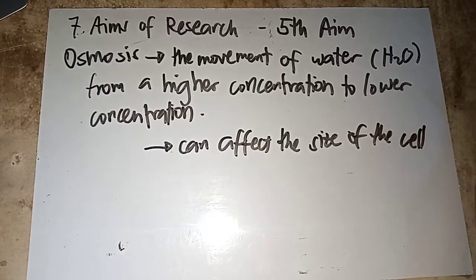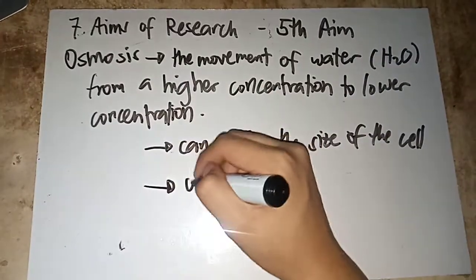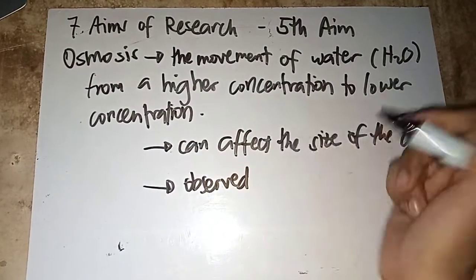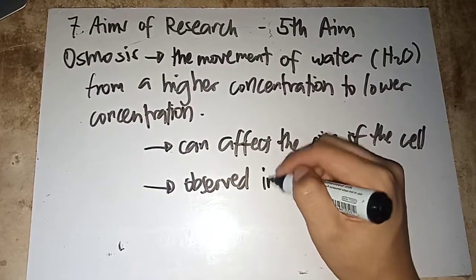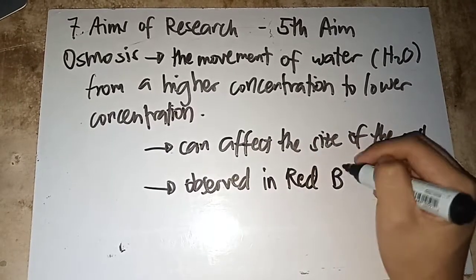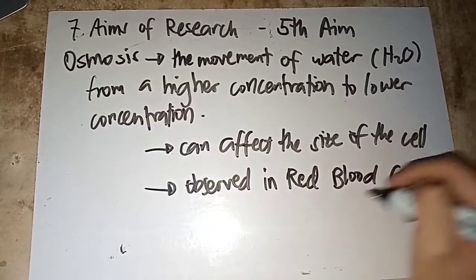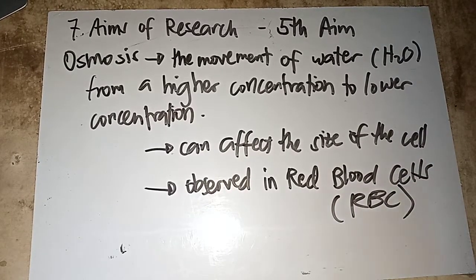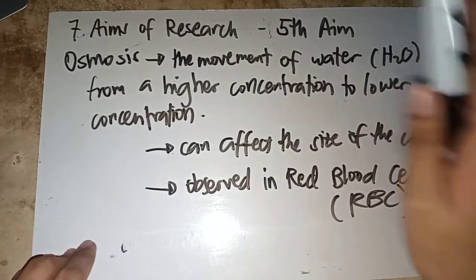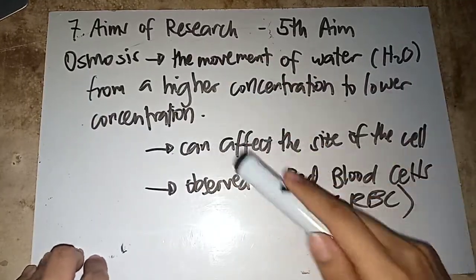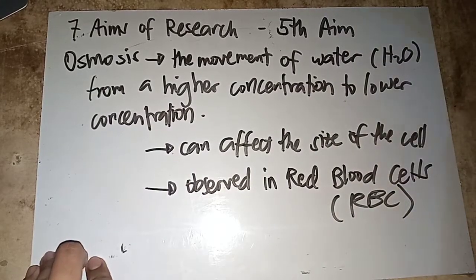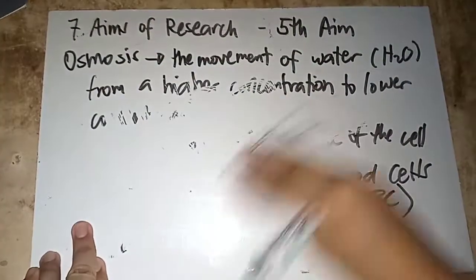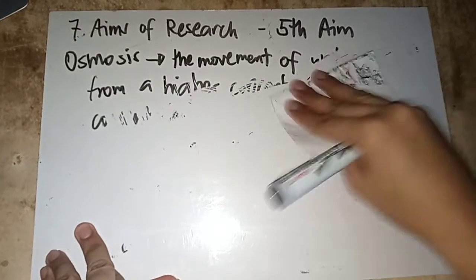Okay? And osmosis can be observed mainly in red blood cells, or RBC. So, in order for us to discuss the fifth aim of research, we will discuss the concept of osmosis, which states the movement of water from a higher concentration to lower concentration. In this case, we will have three setups. Let us first discuss the first setup.